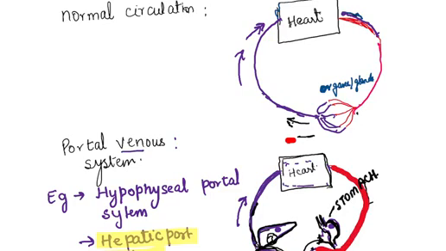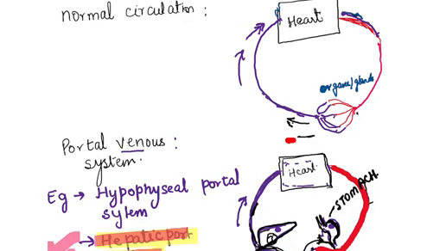There are various sites where portal veins are present. For example, the hypophyseal portal system is present in the brain, and then there is the hepatic portal system. The hepatic portal system forms the very important portal venous system, and whenever it is not mentioned which portal system we are talking about, and it only mentions the portal venous system, we assume that they are talking about the hepatic portal venous system.